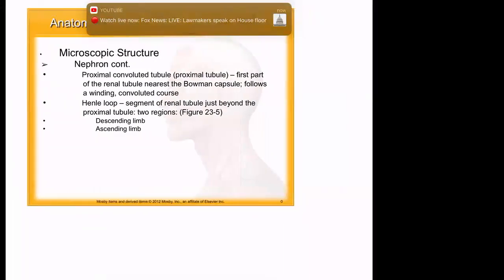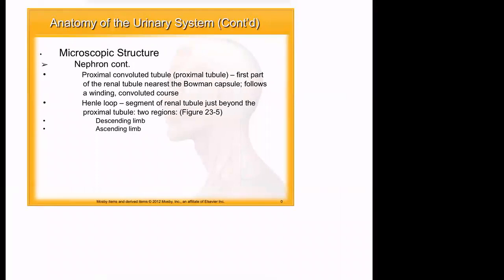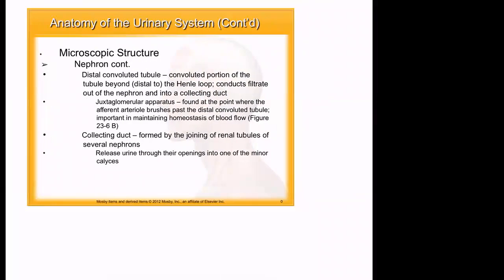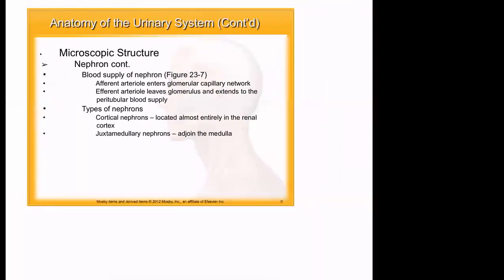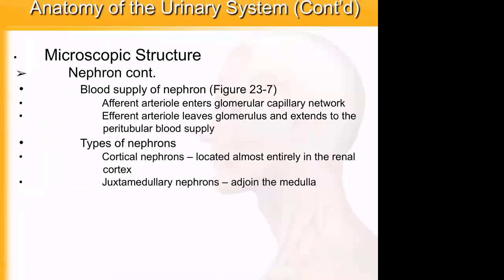Okay, I think I talked about that. Loop of Henle, I talked about that. Distal convoluted tubule, talked about that. Juxtaglomerular apparatus. Talked about the collecting ducts. And again, I'm just going to say this again here. Notice with the blood supply of the nephron, the afferent arterial enters the Bowman's capsule and branches off into that glomerulus. The efferent arterial leaves the glomerulus, circles back around.